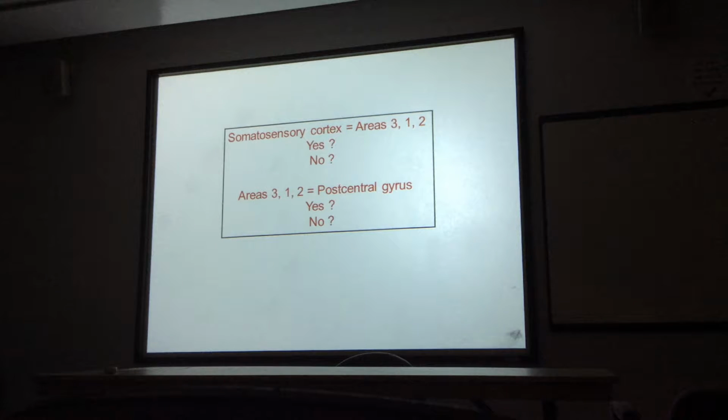We'll get to the answer in a moment. Areas 3, 1, 2 are equal to the same thing as postcentral gyrus? Anybody? What about this one here? Yes, no? Yes. I saw some heads bouncing up and down. Yes. Somatosensory cortex is postcentral gyrus and posterior paracentral, so it's the same thing. It's the representation of the body. Area 3, 1, 2 is the same thing as postcentral gyrus? No, because there's an area 3, 1, 2 in the posterior paracentral. Everybody, I'm not trying to beat a dead horse here, but everybody see how the terms are either the same, can be used interchangeably, or are different and mean different things.